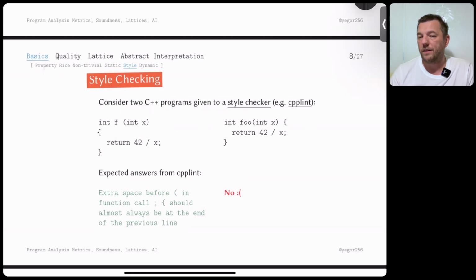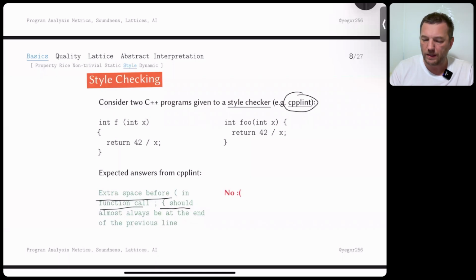This is again another open source style checker, which you can also download and install and use. You ask this style checker to look at your code, and CPP-lint will show you two problems. We'll say that there is an extra space before the function call, and that the opening curly bracket has to be at the end of the previous line. So basically, this is the code which is okay for CPP-lint, and this one is not okay.